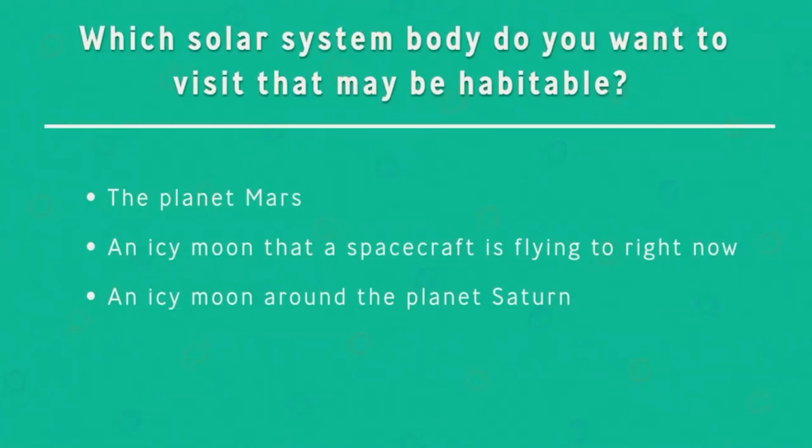Wow, it looks like we have a three-way tie. Going to the planet Mars, the icy moon the spacecraft is flying to right now, and the icy moon around the planet Saturn. All right, well, we'll go through these quickly then, since everyone wants to see all three. But behind me is the planet Mars.